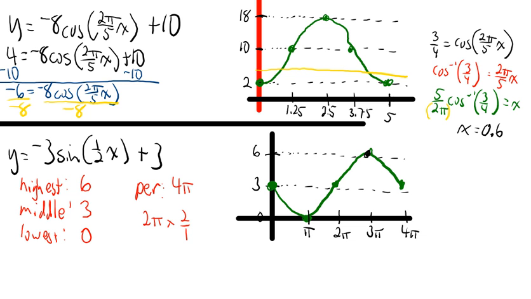This first solution here is 0.6. So can anybody use the symmetry of the graph to tell me what this next solution is going to be?